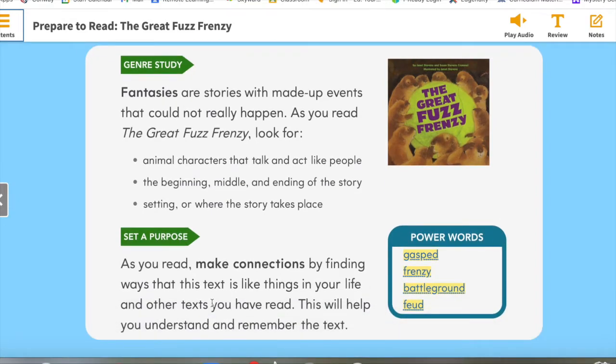We talked about our purpose, or our target, is to make connections by finding ways the text is like things in your life and other stories you've read. Last week, we talked about our power words, the vocabulary words in the story. Remember, gasped is when you go, maybe in surprise or shock. A frenzy is when you're just going crazy about something. A battleground is a place where a battle or a fight happens. And a feud is a disagreement or an argument or something like that.